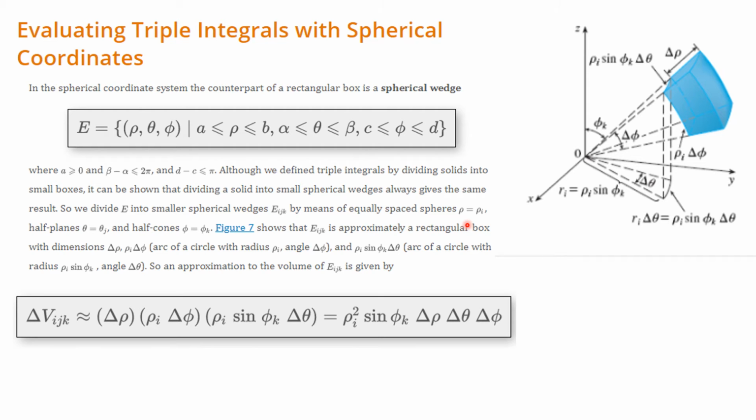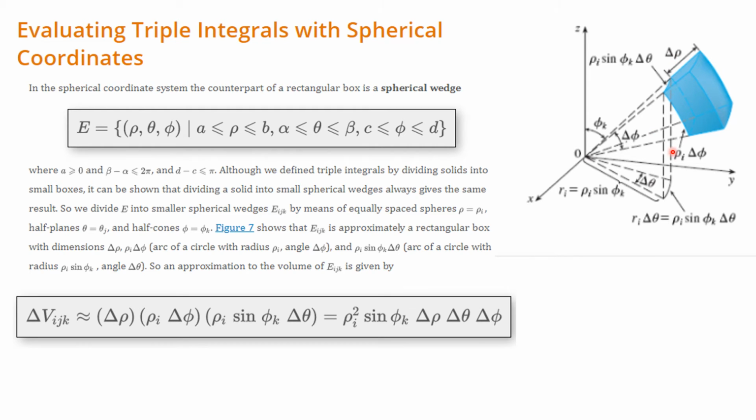Rho equal rho sub i, half planes theta equal theta sub j, and half cones phi equal phi sub k. I guess these are i, j, and k because they can be different. And so we can find the approximate value of this spherical wedge this way. Now it turns out that this side here is the change in rho. So you're just talking about going out. Rho extends, so that's a delta rho.